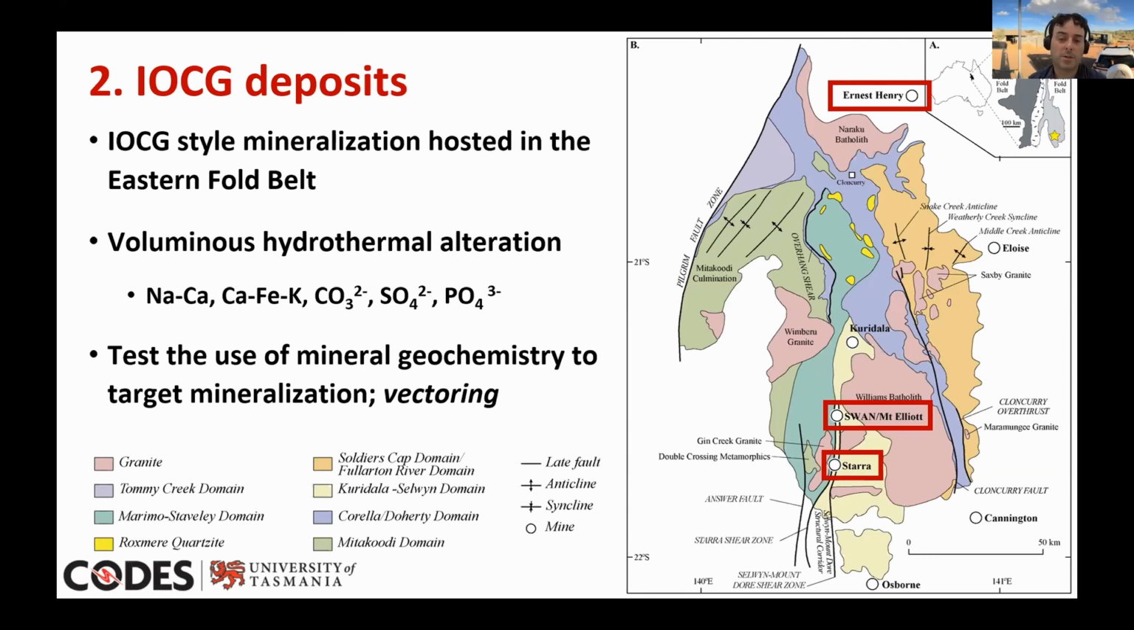It could be sodium, calcium, or calcium-iron, potassium, potentially a bit of CO3, a bit of SO4 or PO4 alteration as apatite, sulfates, or carbonates. And basically, they form, like I said, voluminous and large alteration around these deposits. And the aim of the project was to test the use of mineral chemistry to target mineralization, or another term, can we do any vectoring towards them like it's been developed for porphyry systems.